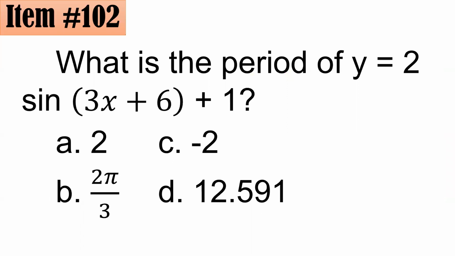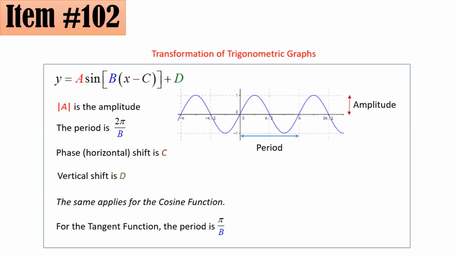102. What is the period of y equals 2 sine of the quantity 3x plus 6, plus 1? Did you get A, 2, B, 2 pi over 3, C, negative 2, D, 12.591? Okay, many are convinced with letter B. Tama nga ba? Take note po.